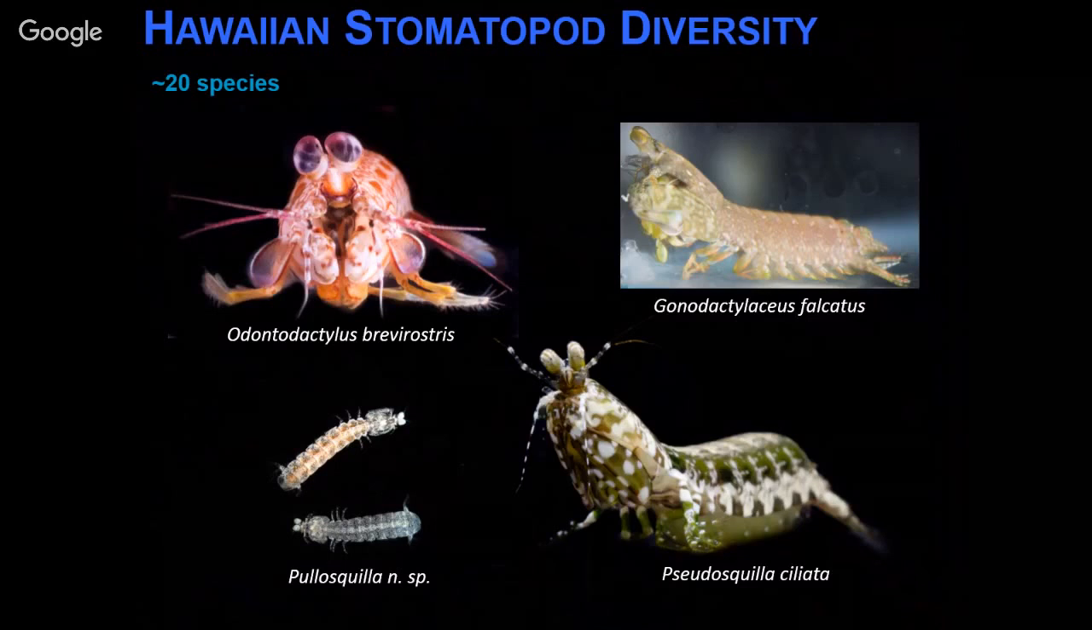Odontodactylus brevirostris lives at about 50 or 60 feet, so to see those, you would need to be diving. Bathysquilla, these are tiny, tiny, and they live in sand, so they're just a couple millimeters long. But we think we have a new species here, so we've upped the number of stomatopods in Hawaii by at least 1 so far.